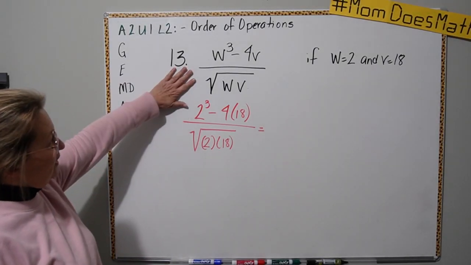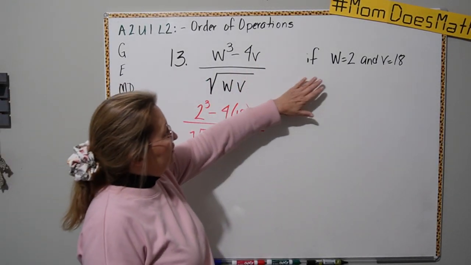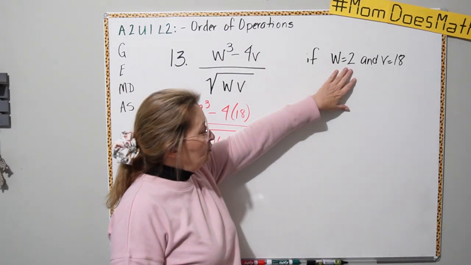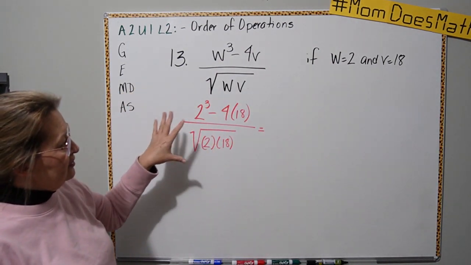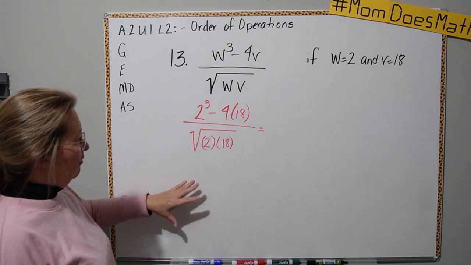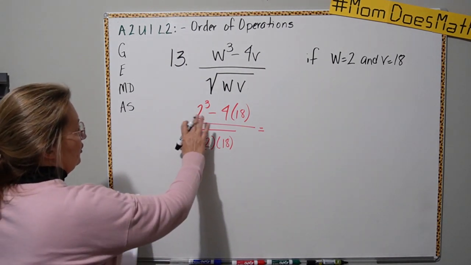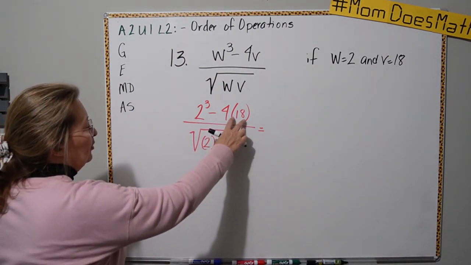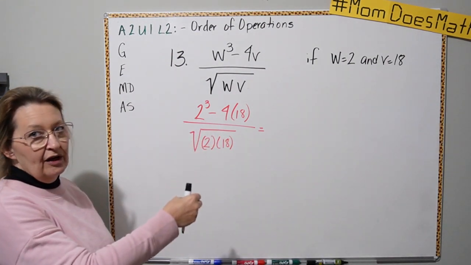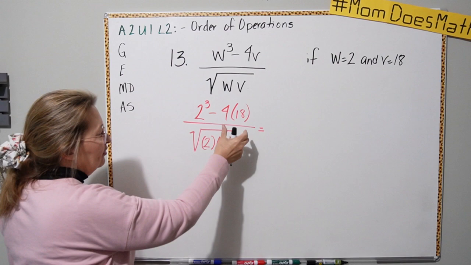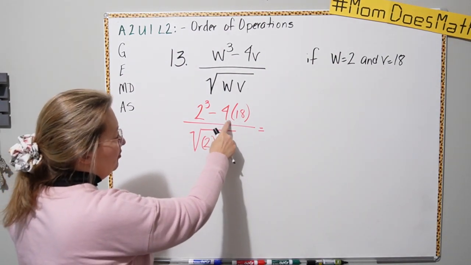Okay, here's number 13. We're going to fill in the W and the V. W is equal to 2, V is equal to 18. So here's our expression with those values plugged in. Let's start to solve. We can just start straight through. Even though these are parentheses, and technically that is a grouping symbol, there's nothing grouped in there. This set of parentheses merely serves to separate and to show multiplication.